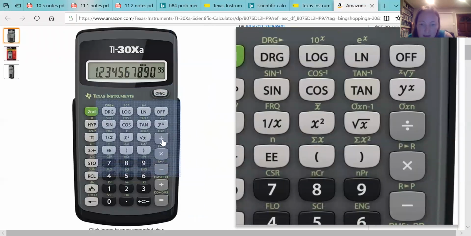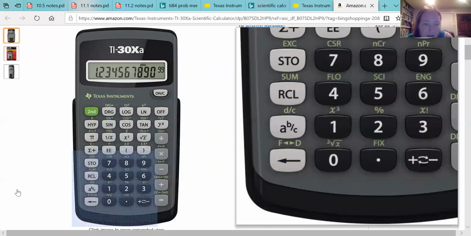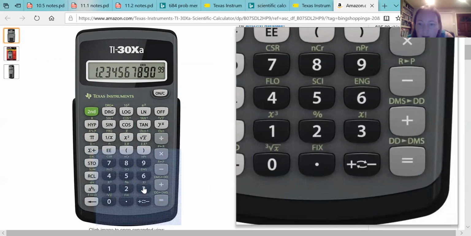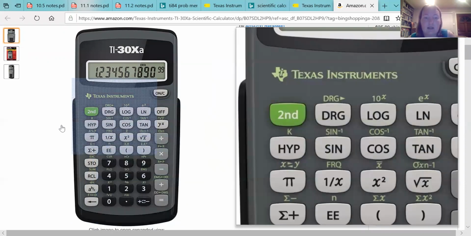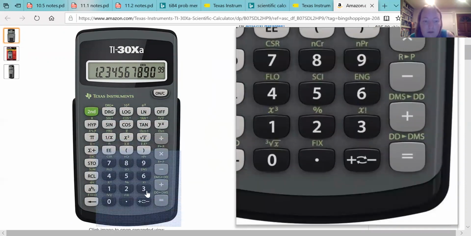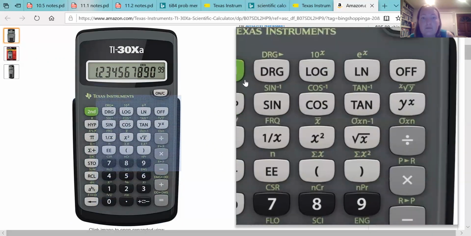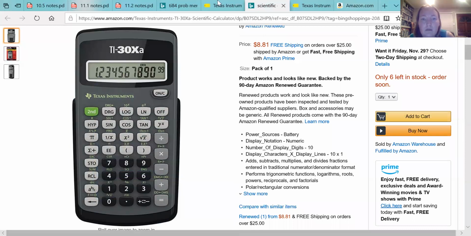Other calculators like this one, I've seen several of my students have this type as well. There is a factorial button as well on here, and it is located right above the 3. You can see the x factorial. So to use it, you'd push the 6, and then push second and the 3 to get the factorial for 6.